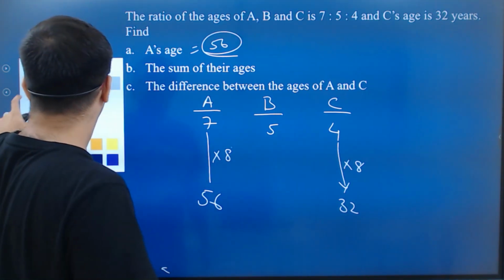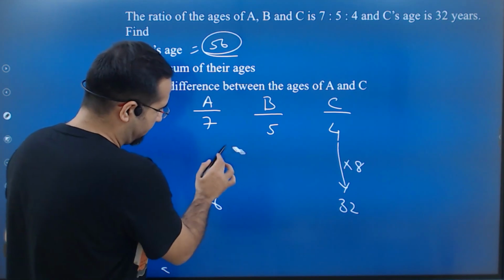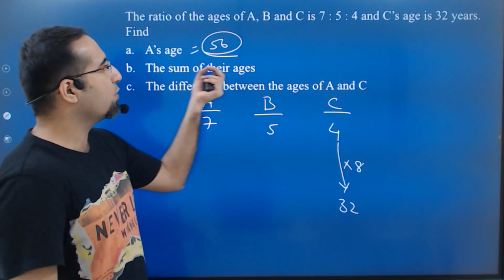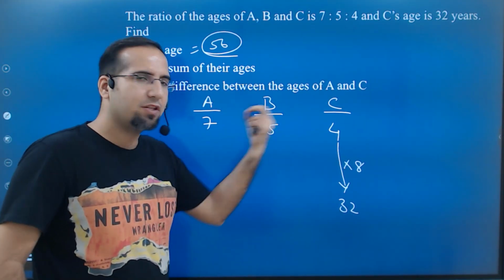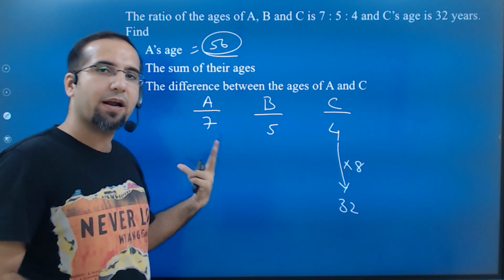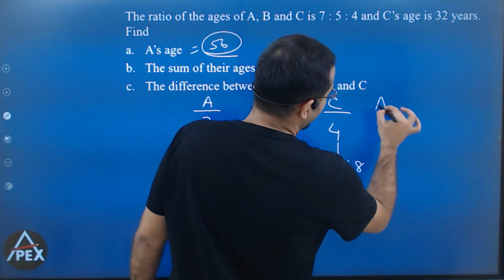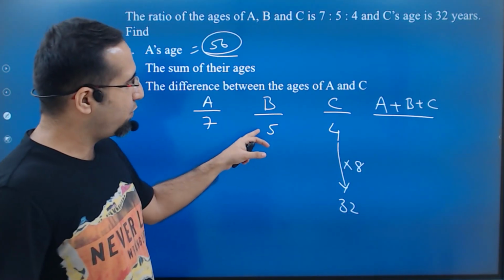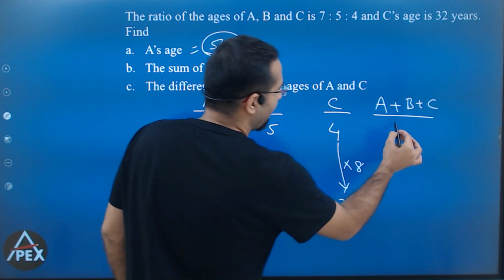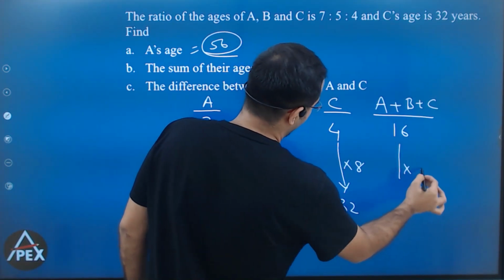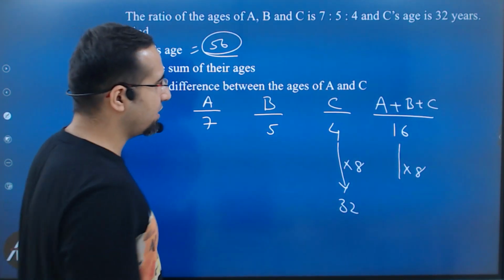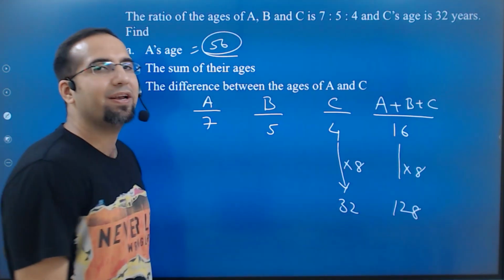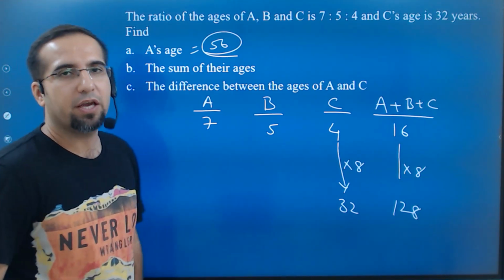Now, the sum of their ages. If I'm looking at the second question alone, I do not have this information, neither do I need to calculate it. Now the question is asking you the sum of their ages. As long as I'm playing with the same ratio, the multiplying factor is applicable. So the question is asking me A plus B plus C. Let's add the parts. 7 plus 5 is 12. 12 plus 4 is 16. So if I'm coming with the same ratio, the multiplying factor remains the same. 8 6s are 48. 8 I carry 4. 8 1s are 8. 8 plus 4 is 12. So 128 becomes the sum of their ages.